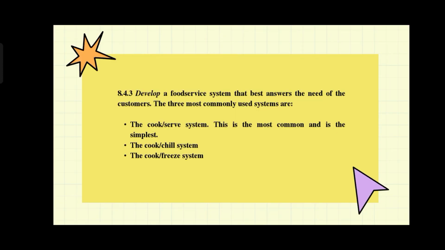Then, the next is to develop a food service system that best answers the need of the clientele or consumers. So, the three most commonly used systems are the cook or serve system, next is the cook or chill system, and the cook or freeze system. So the cook or serve system is the most common and the simplest food service system.